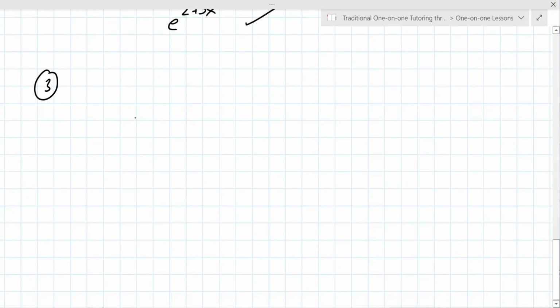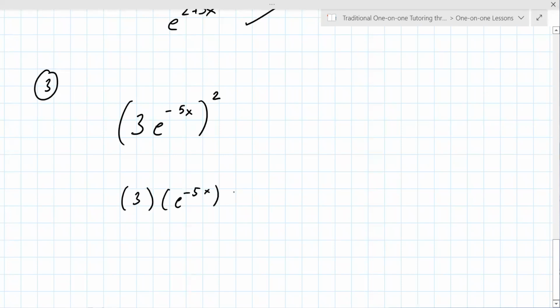So let's go 3e to the minus 5x to the power of 2. All right, so what this really is, there's a 3 and there's an e to the minus 5x, and I know I'm switching to brackets. If you prefer, you can visualize parentheses, or I can write them for you, but it's really two separate things inside the initial parentheses. And the three really has an exponent of 1. The e has an exponent of minus 5x.